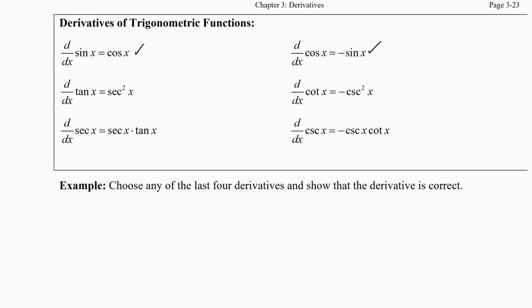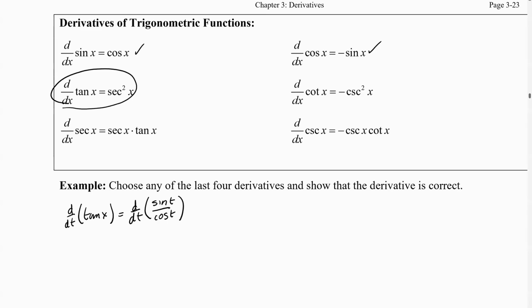For example, let's take a look at tangent. I want to find out what the derivative of tangent is. Well, really, I want to find the derivative of tangent's alter ego, sine over cosine. Well, in that form, it looks like I can apply the quotient rule.